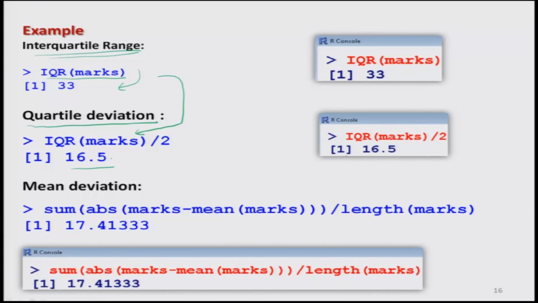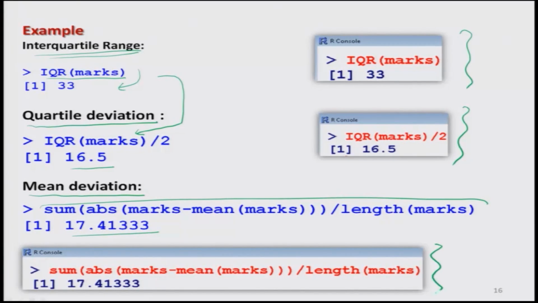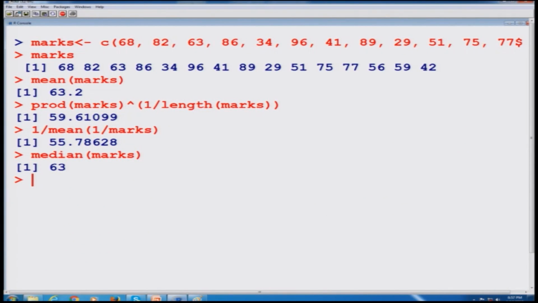And in case you want to compute the mean deviation, you simply have to use this expression, which is simply 1 upon n, summation i goes from 1 to n, absolute value of xi minus x bar, and this gives us this value, and here are the screenshots. So, why not do all these things on the R console and see what we obtain. Now, we come to our R console and try to do all these things over here.